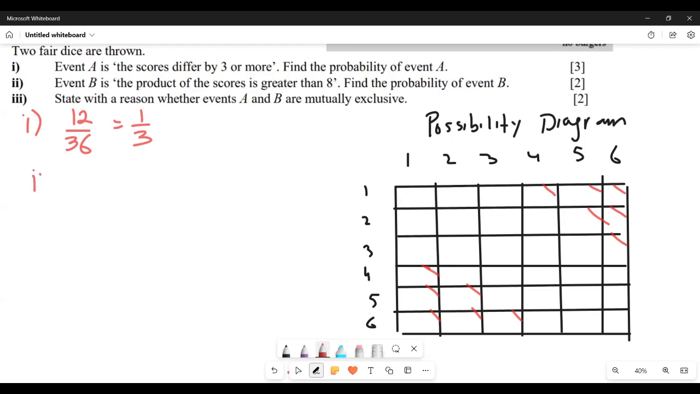Okay. Part 2. Event B is the product of the scores is greater than 8. Find the probability of event B. Now we see which product is going to be greater than 8. This will not be, this also will not be, this also will not be, in the first case none of them will be. So none of them. Then 2 times 4 is 8, but not greater than 8. 2 times 5 is greater than 8.